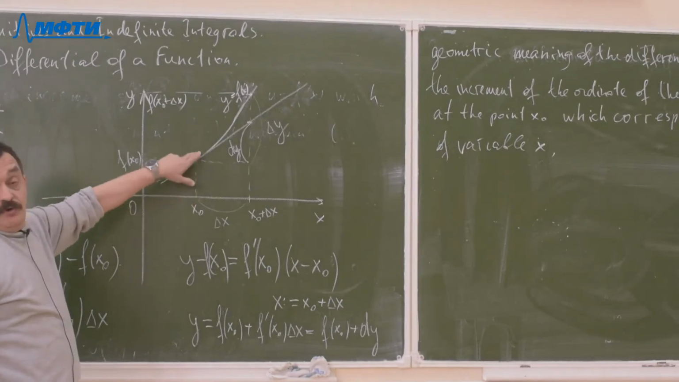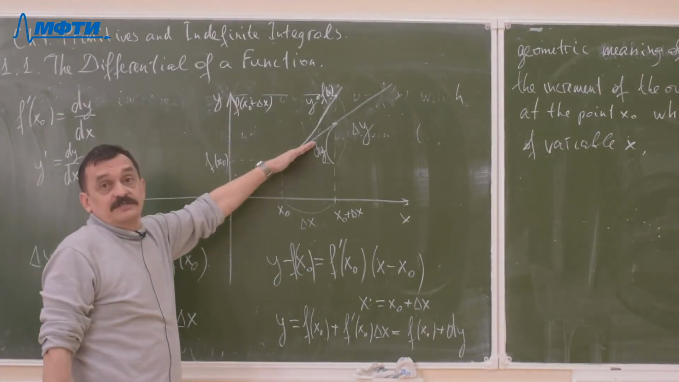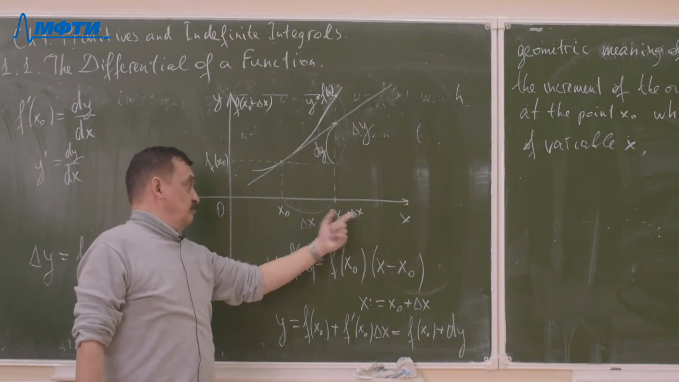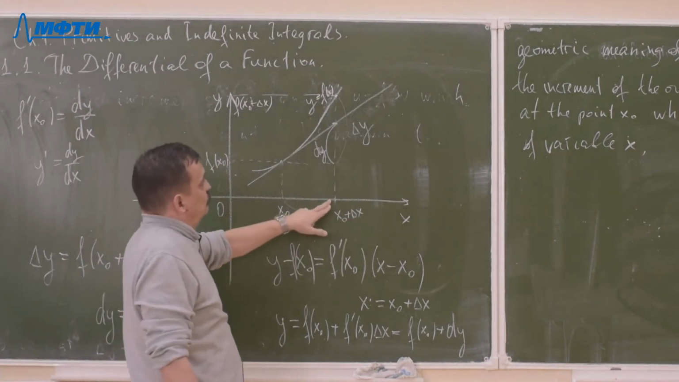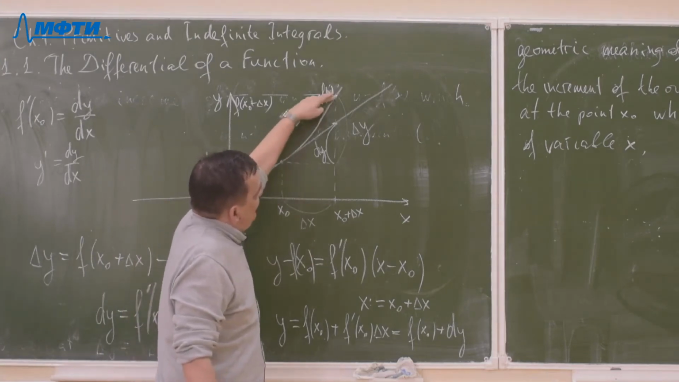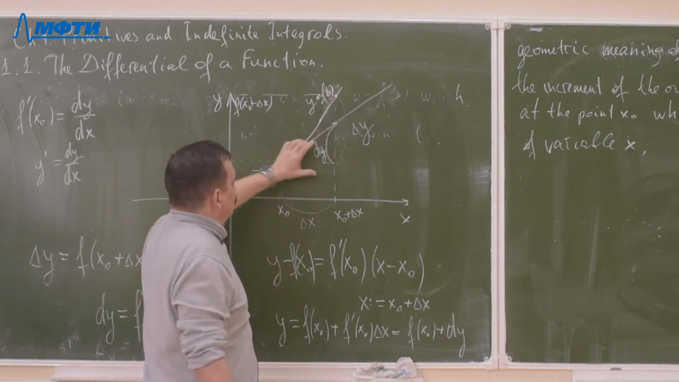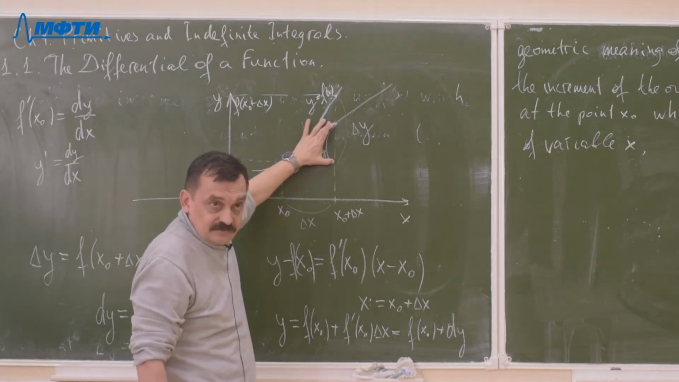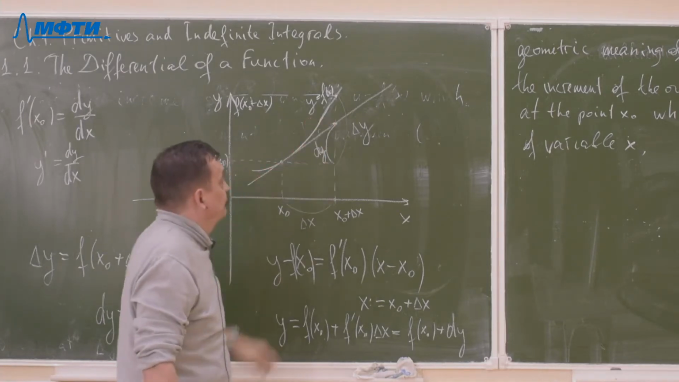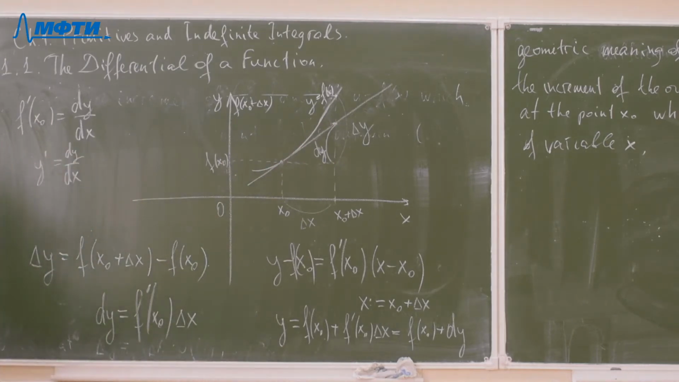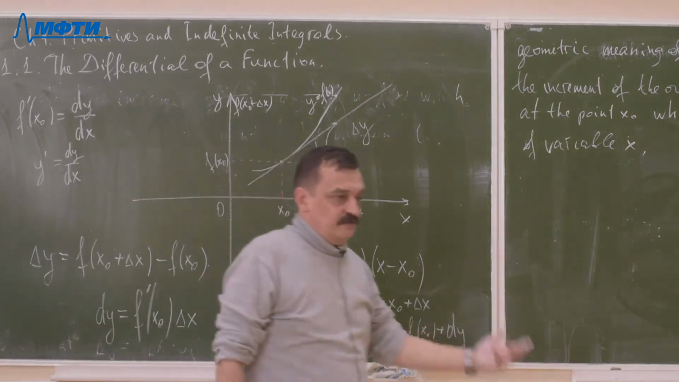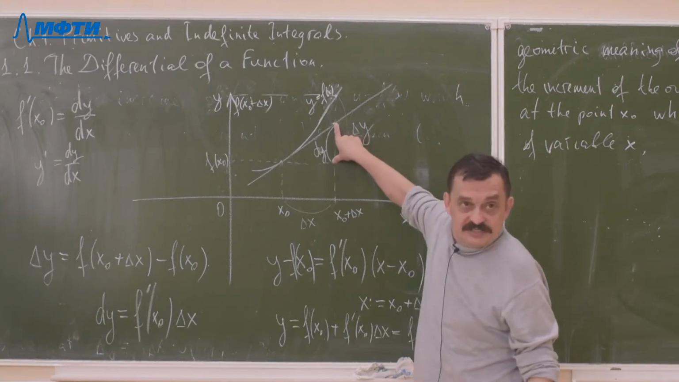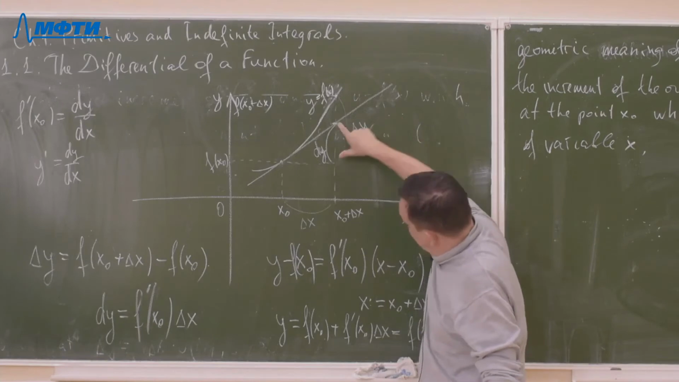So you see, we have our main point x0. We draw the tangent. Now give the increment delta x to variable x, and what do we see? The increment of the function itself, delta y, is here, and the increment of the ordinate of the tangent is the differential. So the differential is sometimes called the principal part of the increment. The main part of the increment of the function is the differential.